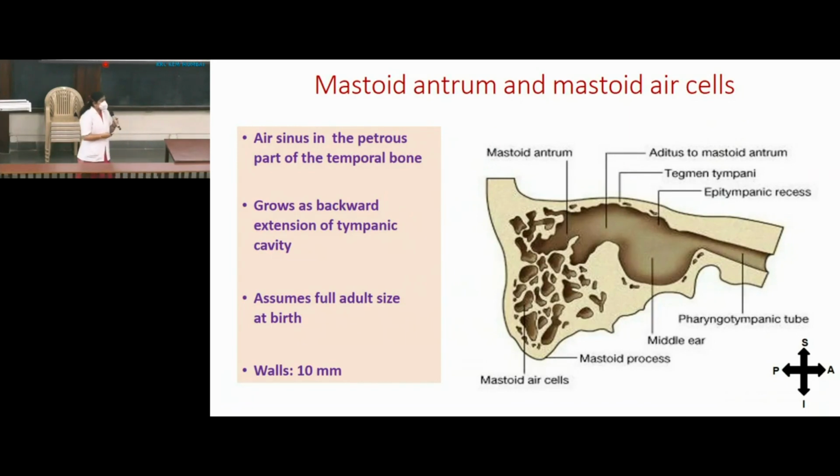What is the age by which the mastoid process is fully developed? 2 years. That depends on the development of mastoid air cells. As the mastoid air cells develop inside the mastoid process, there is full development of this mastoid process.